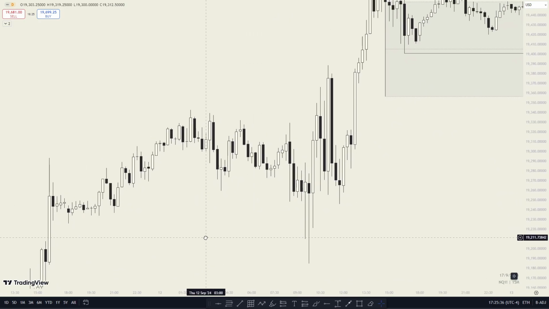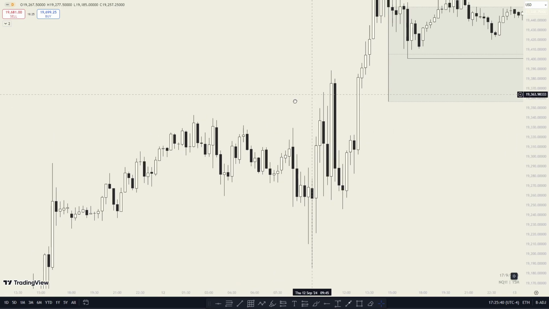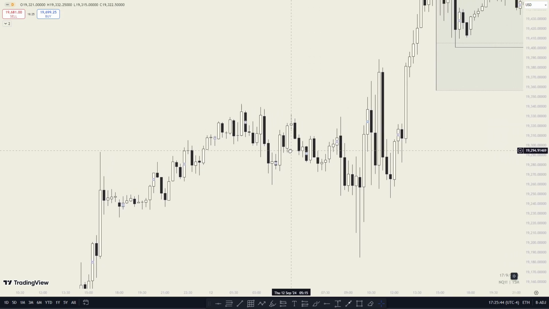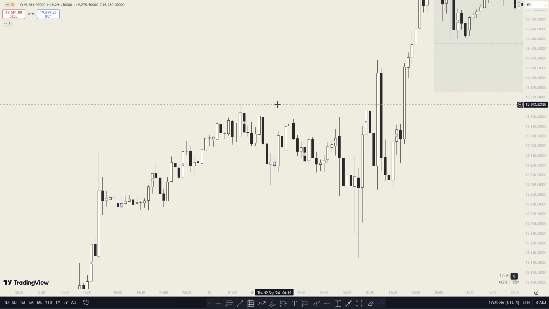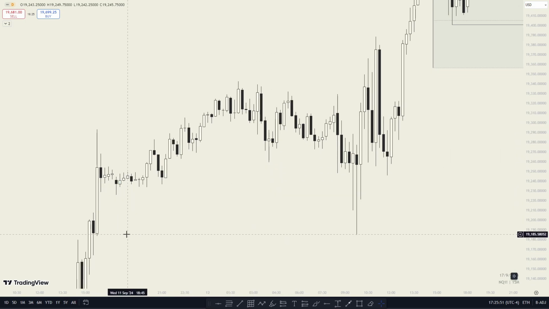The same thing here. First we had accumulation. It's not so clean as here, but still you can see that candles are relatively smaller than these ones, and price was stagnant around here. We took out a low, tapped the zone, and then moved up.